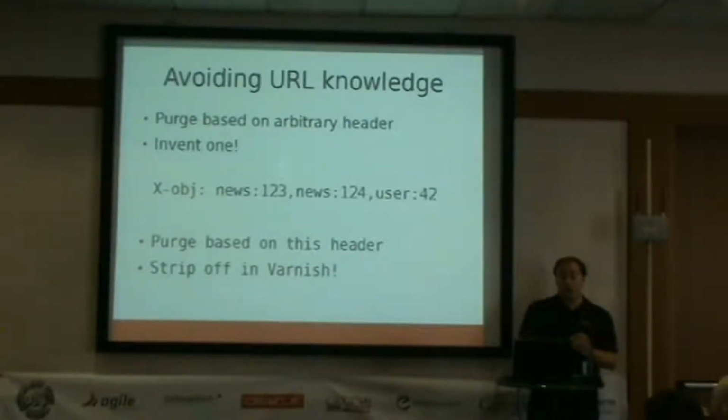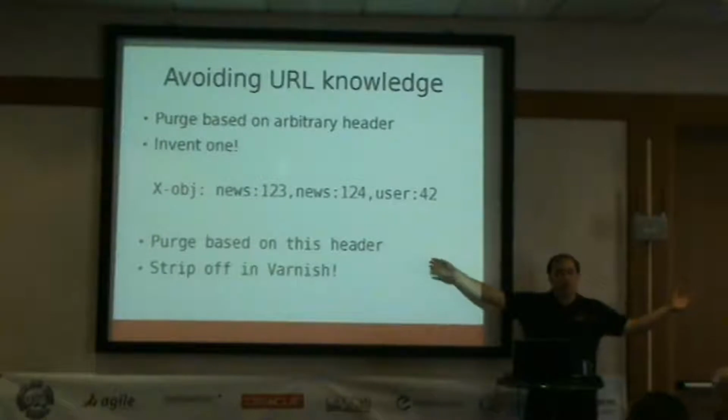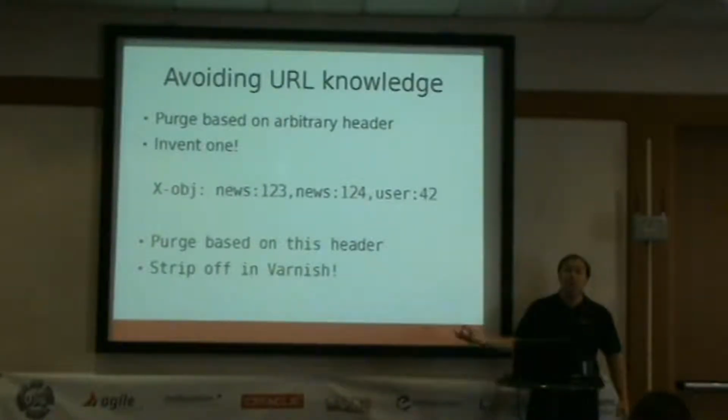So you will then know that when you update news number 124, you send a purge request for news:124, which will have a regex that says news:124, comma, just to be on the safe side. And you can purge against that. Now, this does not work for every application. And it's not reasonable if your X-Obj header actually ends up being 500 objects long. But in some cases, it will work. It might be best to use a combination of these two. But this is actually a pretty good functionality.